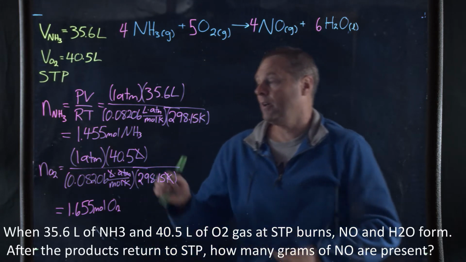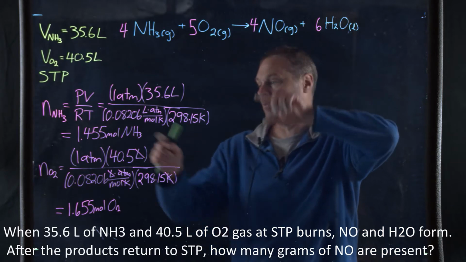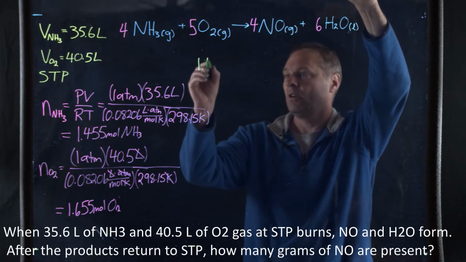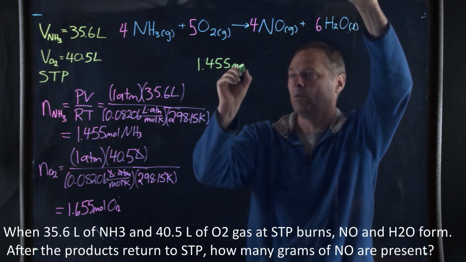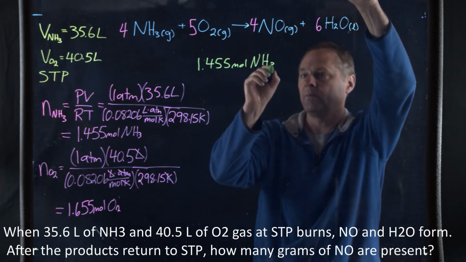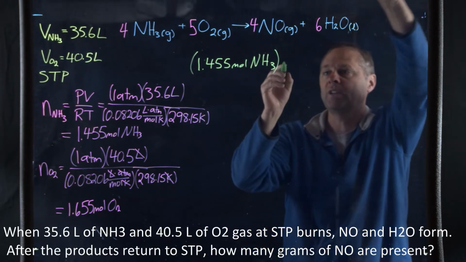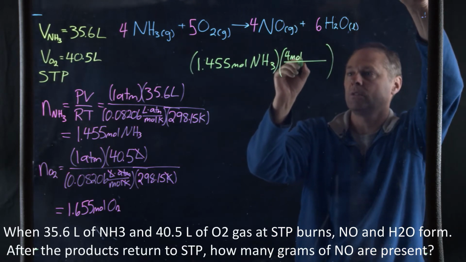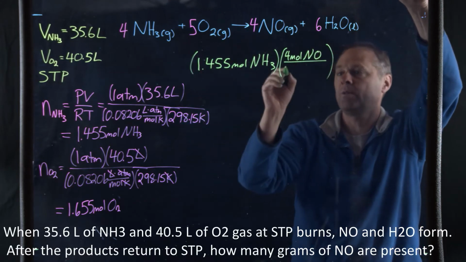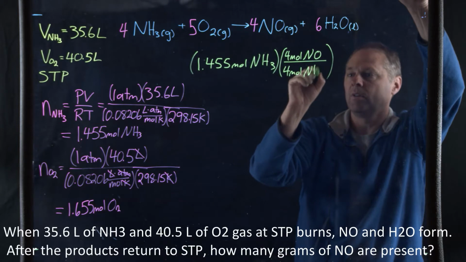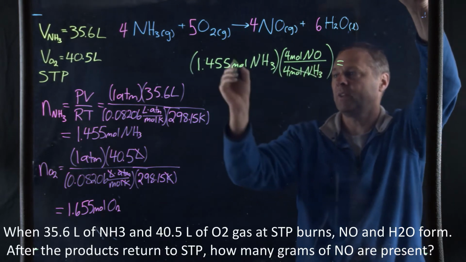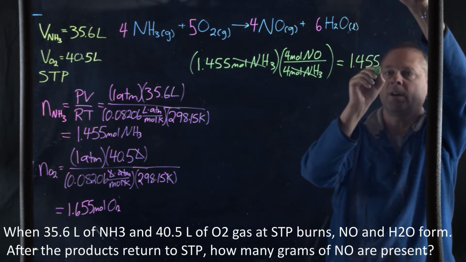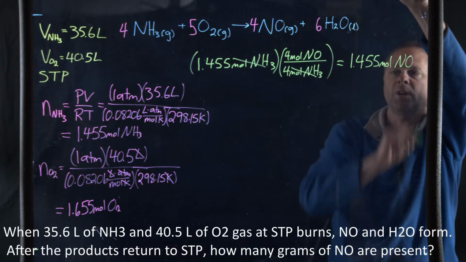Now we got to do a little bit of stoichiometry. And we want to determine how much nitrogen monoxide is produced from the 2 quantities of gas that we have. So if we have 1.455 moles of ammonia, we want to determine how much nitrogen monoxide is going to be produced from that. And we know that there are 4 moles of nitrogen monoxide for every 4 moles of NH3. The moles of NH3 are going to cancel, and this is going to give us 1.455 moles of nitrogen monoxide.